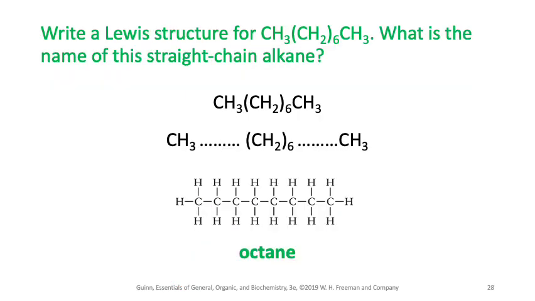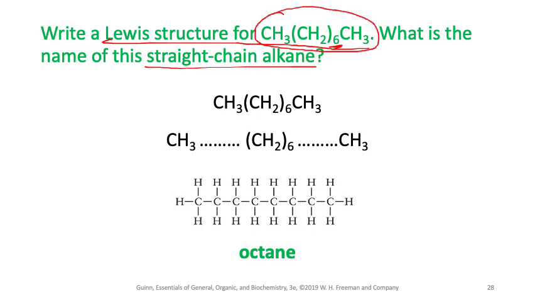Now let's try to do this problem over here. Write the loose structure for CH3, CH2 times 6, CH3. What is the name of this straight chain alkane? The time I see this condensed structure formula, because I cannot see the bonds in there, that means this is a condensed structure formula.